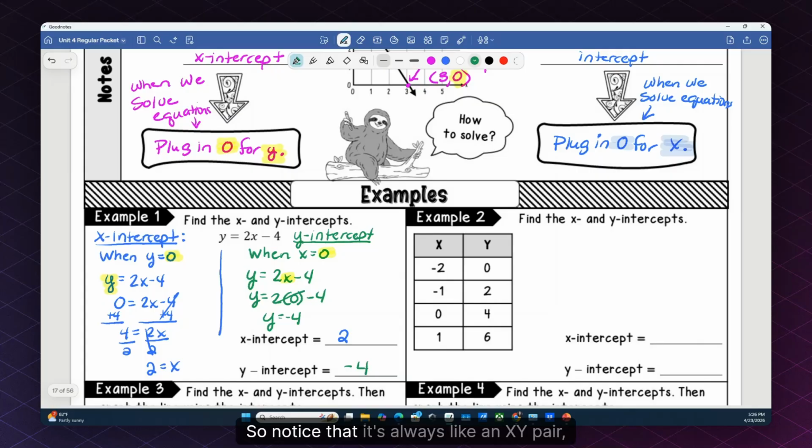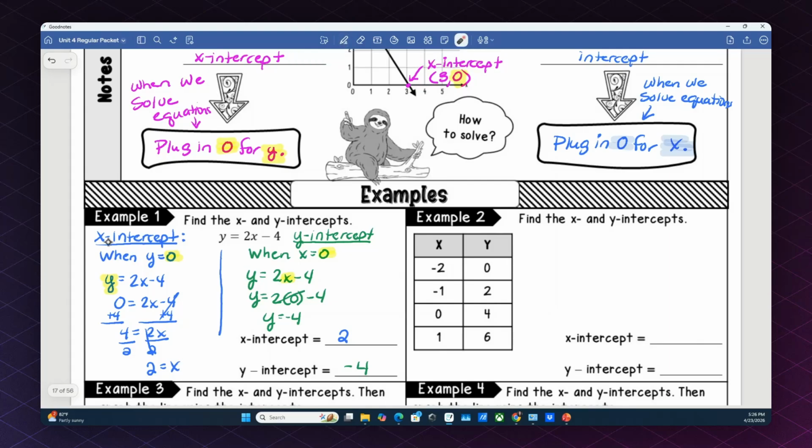So notice that it's always like an xy pair, right? When you're finding your x-intercept, the y is 0. And when you're finding the y-intercept, the x is 0. So it's kind of easy to keep it straight in your head. If you're finding your x-intercept, your y is going to be 0. If you're finding your y-intercept, the x is 0. So it's like whatever the opposite is of what they're asking.